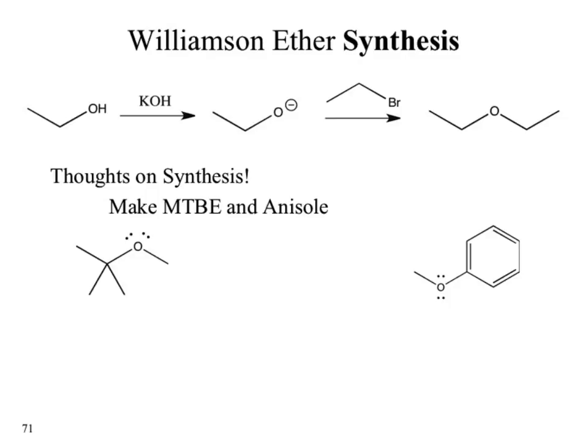Guess what I want you to do now? Here are two ethers. MTBE, any ideas? What is this piece? That's a methyl. What is this piece? Tert-butyl. What does it mean when I have an oxygen between two carbons? Ether. Methyl tert-butyl ether, MTBE.